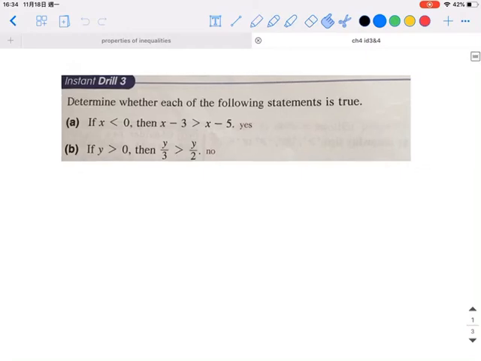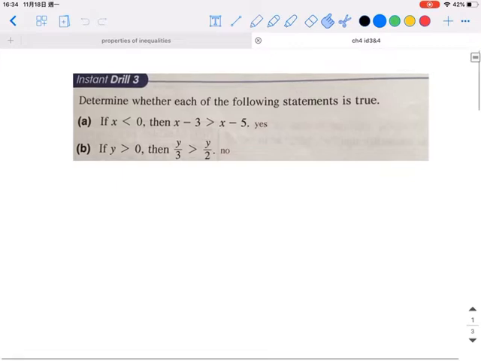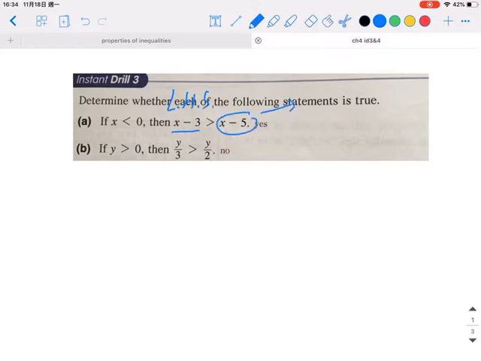How to do instant drill 3. In instant drill 3, I will show you the method which is different from the textbook. In the inequality, we call this one the left hand side, and this one the right hand side.